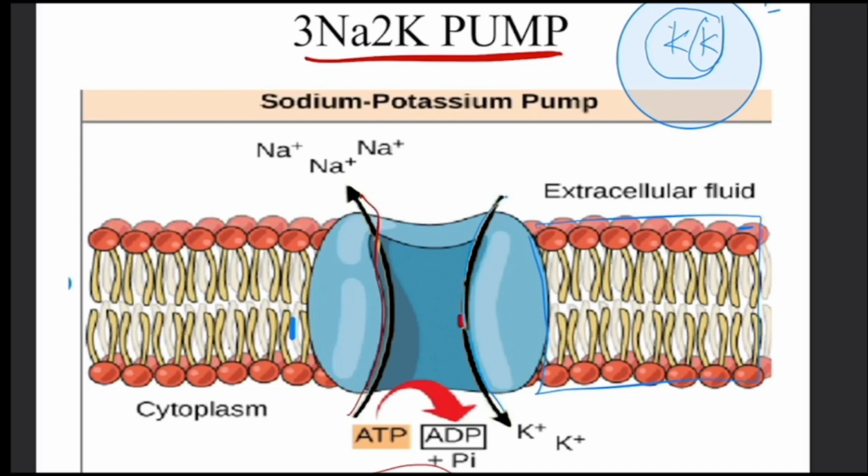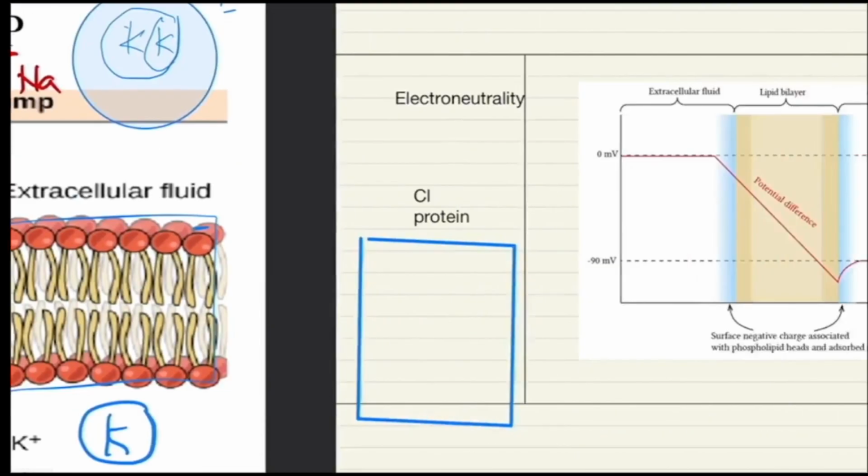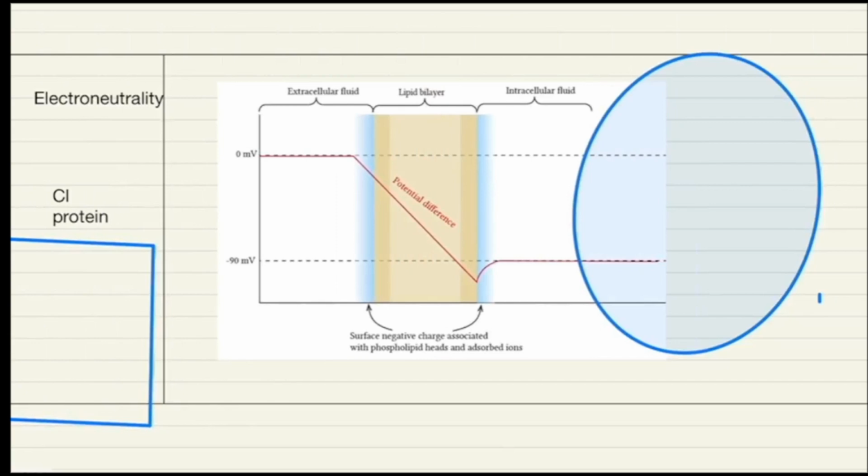So inside the cell it is potassium and outside it is sodium. This is what I have said: the membrane potential depends on, first, the chemical gradient or concentration gradient. Now we come to the electrical gradient.